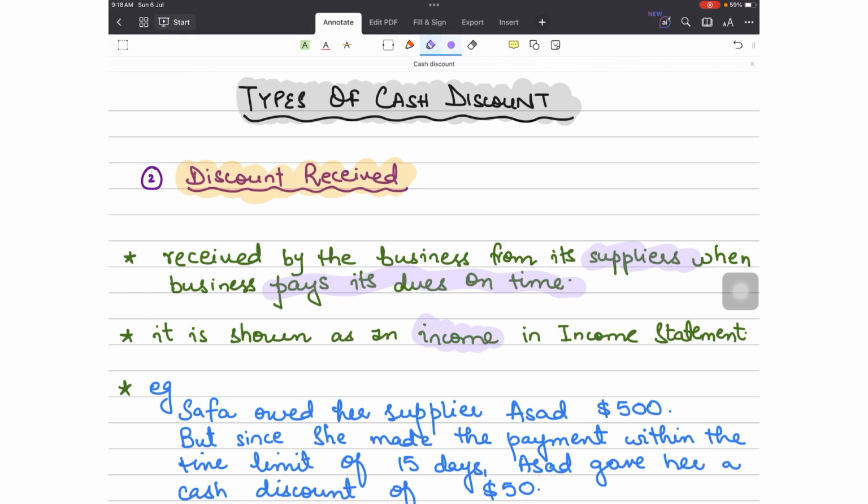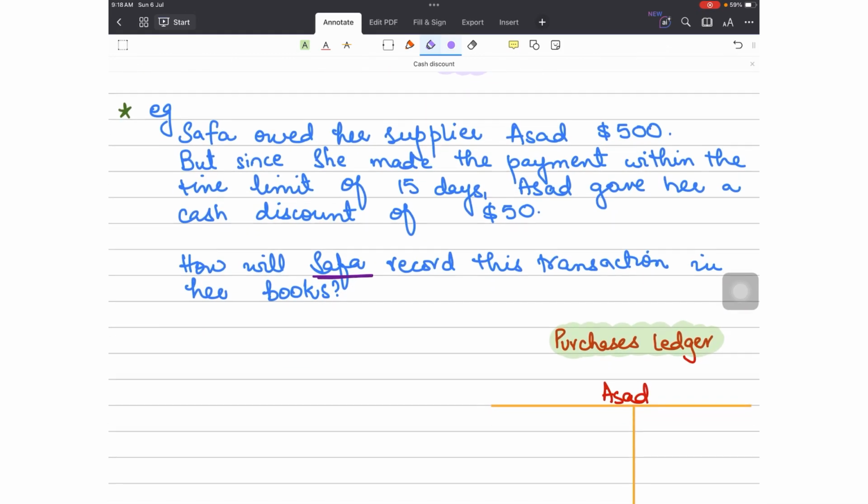Now as we will be paying less than what we were supposed to pay, it acts as an income in the income statement. So discount received is an income, discount allowed is an expense. Let's understand this as well through an example. For instance, Safa owed her supplier Asad $500, but since she made the payment within the time limit of 15 days, Asad gave her a cash discount of $50.